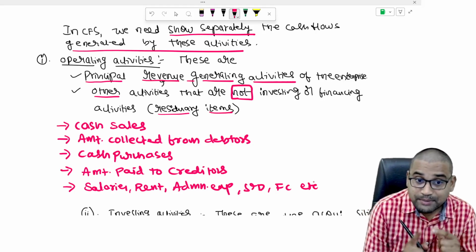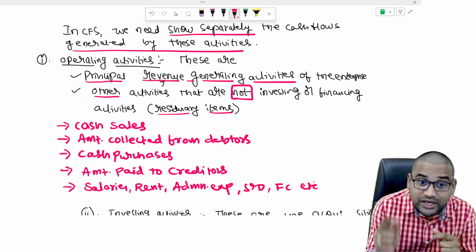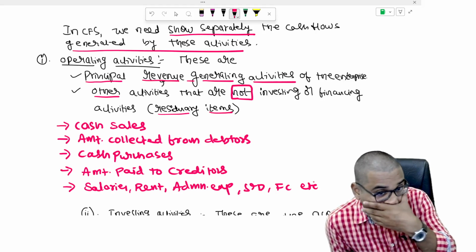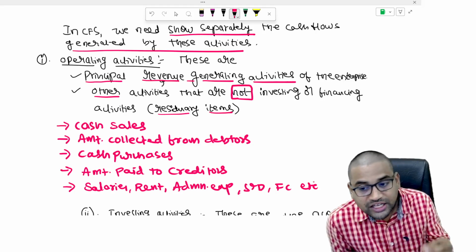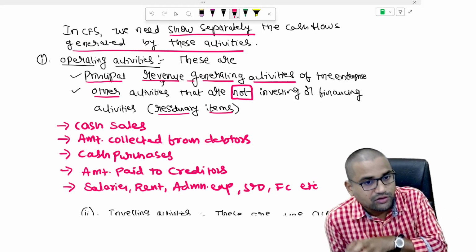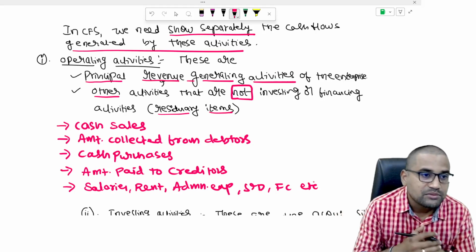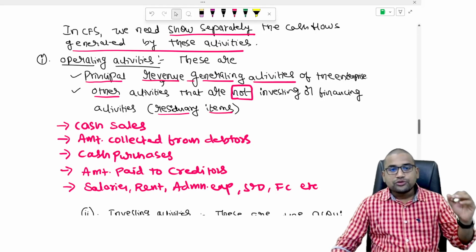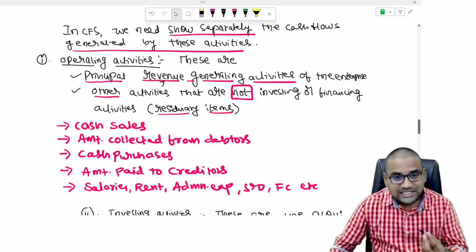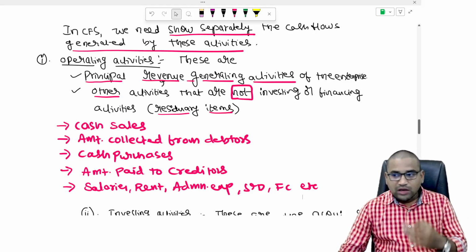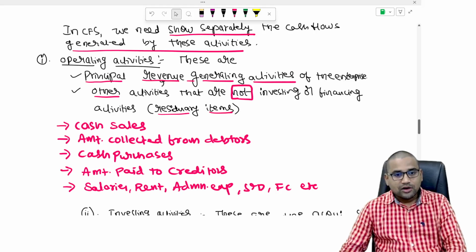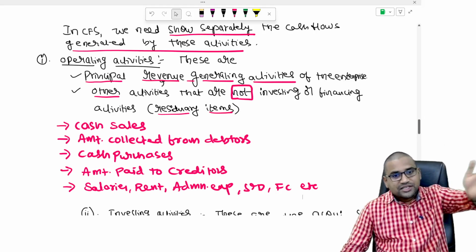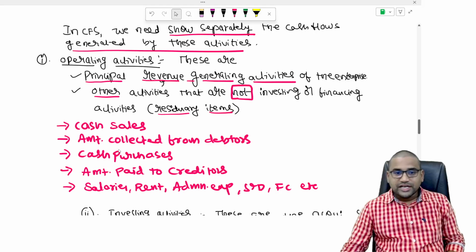Of course, please understand, if it fits into the definition of investing and financing, you will take it there. But generally, principal revenue generating activity and any activity, if it is not fitting into the definition of investing and financing, then it comes under operating activity. Okay. So first what we need to do is, as a business enterprise, you need to classify the items which involve cash as operating, investing, financing, and later you need to present it. For the purpose of presentation, you should be able to identify first.